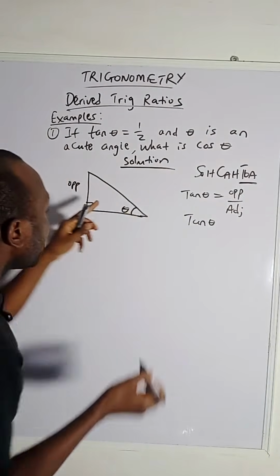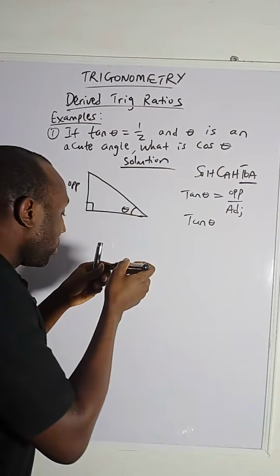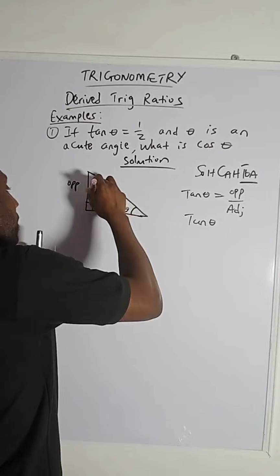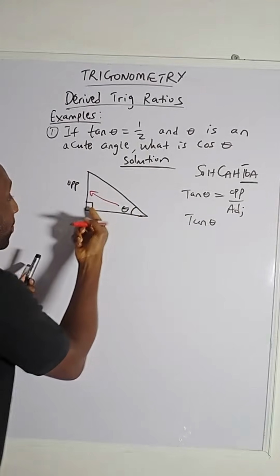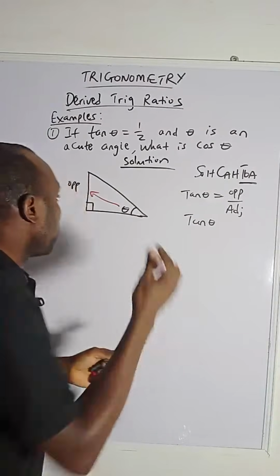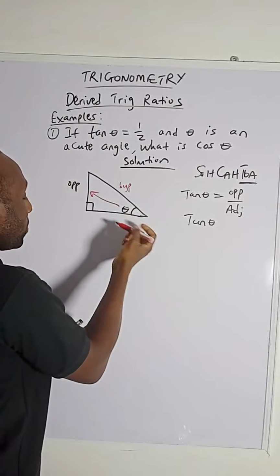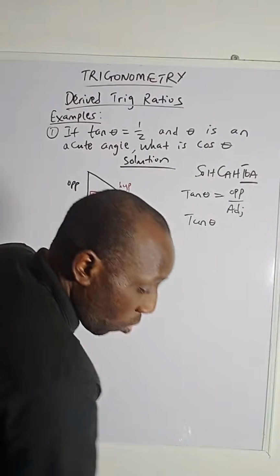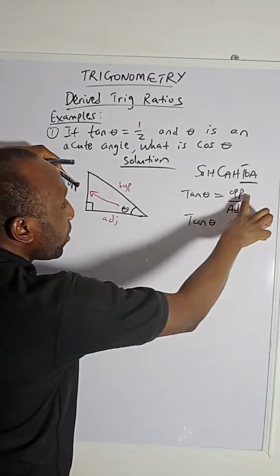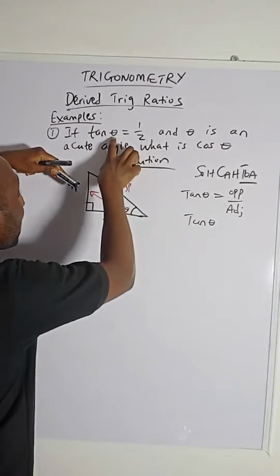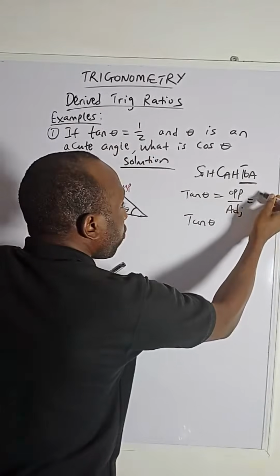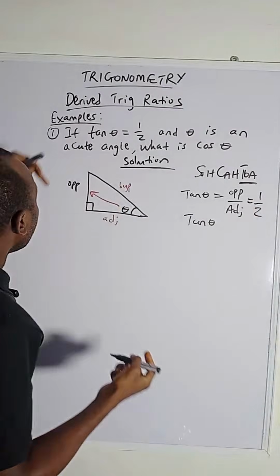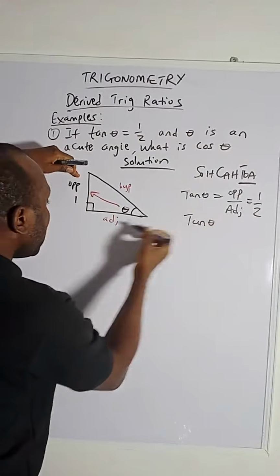Opposite, this is the opposite. It's the side facing the angle, because this is where we fixed the angle. So this is the opposite. And the side facing the right angle is the hypotenuse. So this is the hypotenuse. And the other side becomes the adjacent. So we have labeled the sides of the right angle triangle. What do we do next? The opposite over adjacent. Tan theta is given as 1/2. So this is equal to 1/2. Opposite is 1. Adjacent is 2. So opposite is 1 and the adjacent is 2.